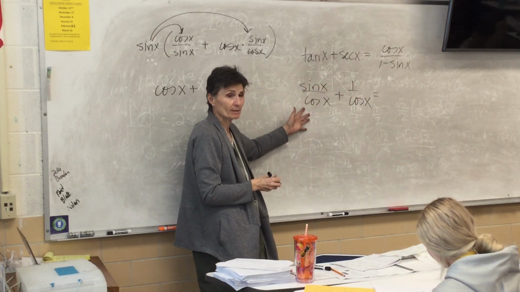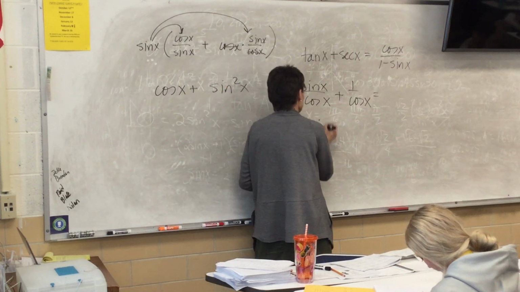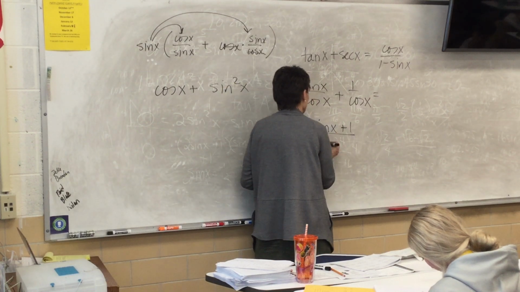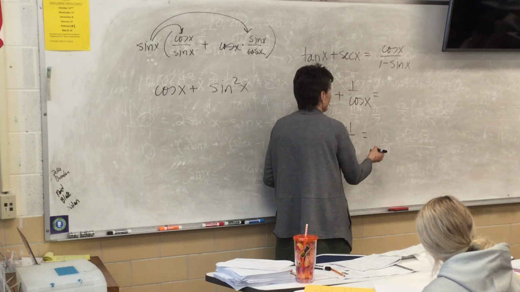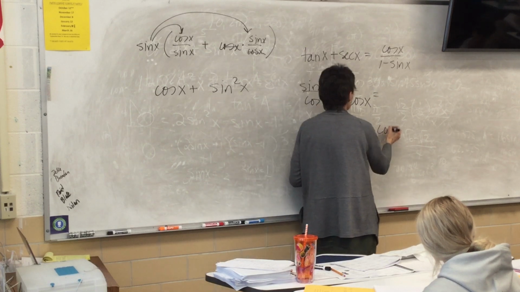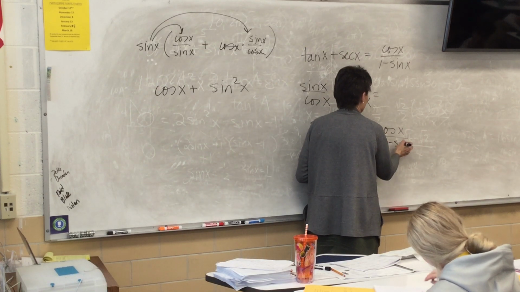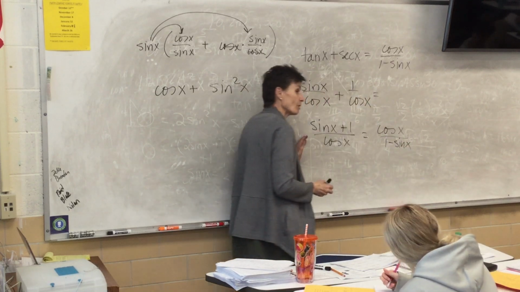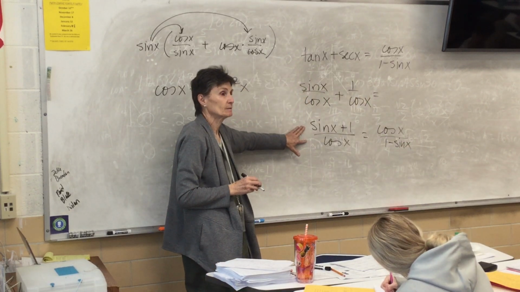Well, it doesn't get much better than that. We have a common denominator. So sine plus 1 over cosine. Well, I guess it could be better than this. That is not what I wanted, right? I got started, but this is not what I wanted.